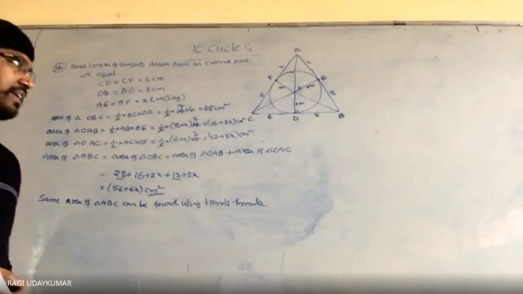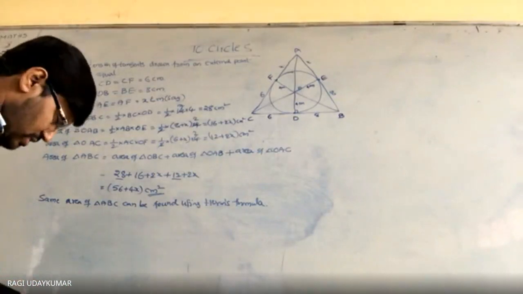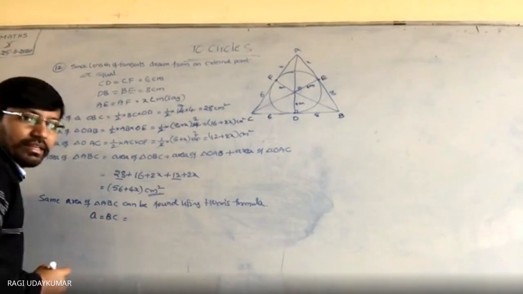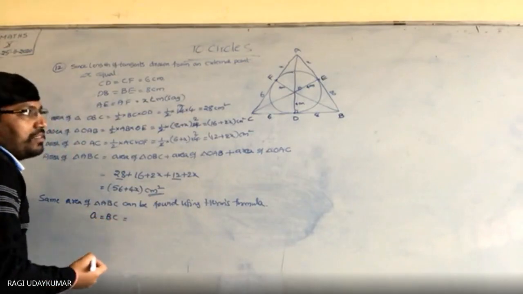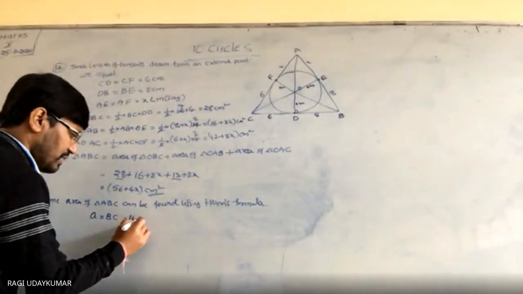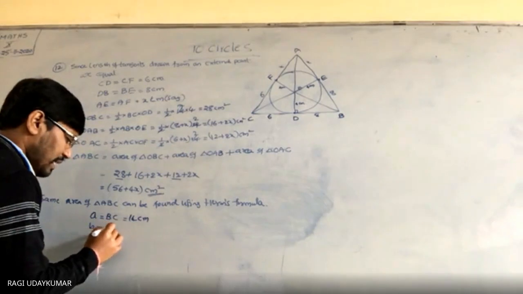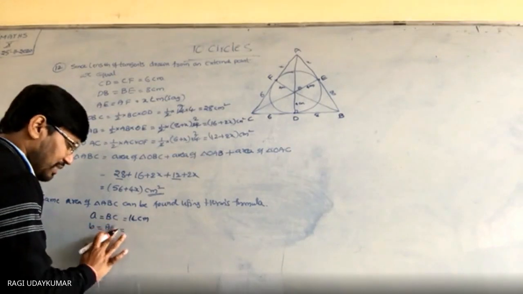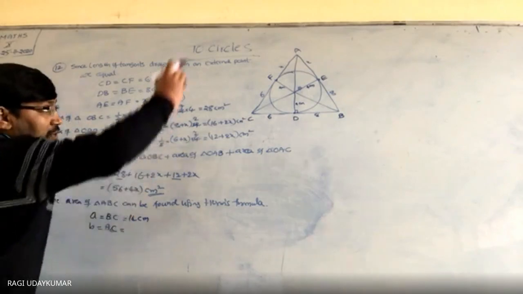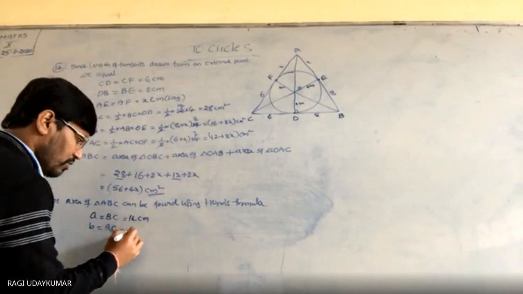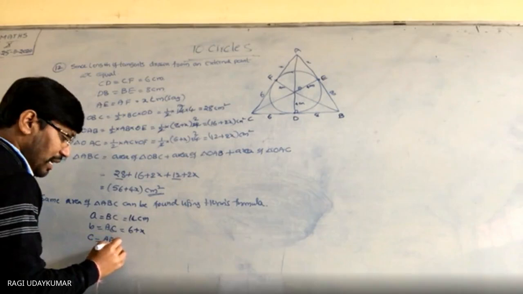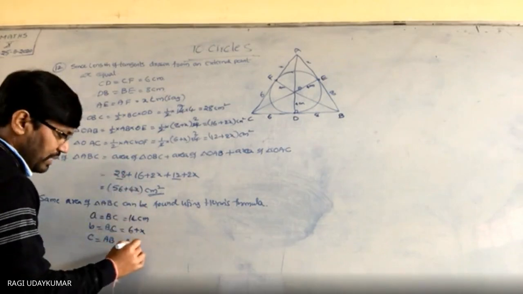In that, what is a? A is one side, normally BC is considered. Small a will be represented with BC. BC length is 14 centimeters. Small b is represented by AC, so that is equal to 6 plus x. And small c can be written as AB. AB length is 8 plus x.